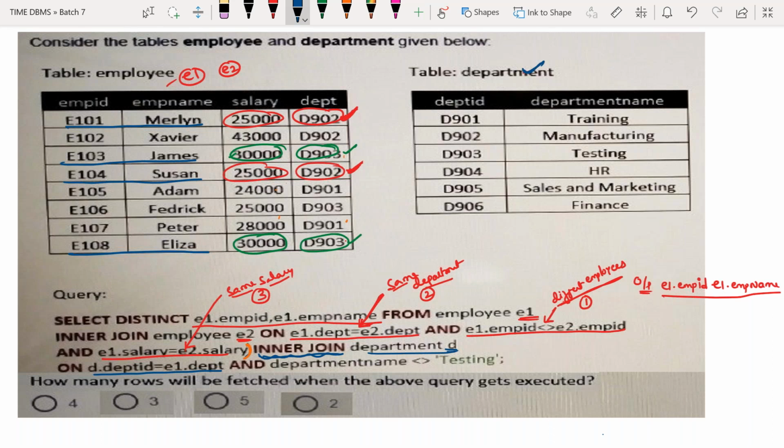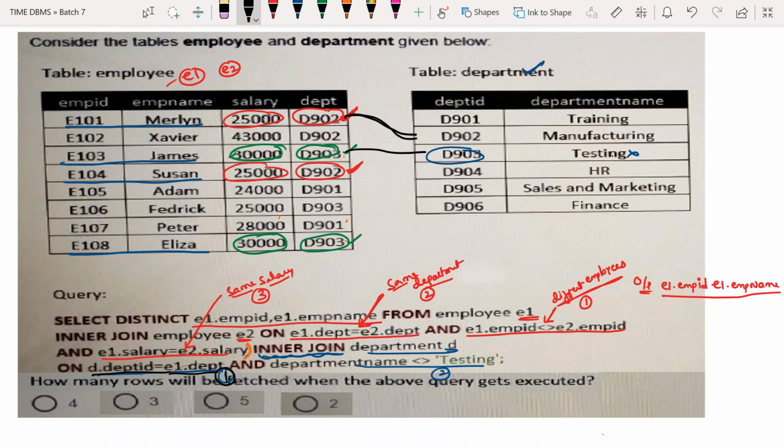Now, this is the first condition. And what is the second condition? Department name not equal to testing. Testing should not be checked. D903 should not be checked. Remaining we have to check. Look at what the matchings are. D902 is matching with D902. But that is the first condition: department ID should be the same. D.department_ID should equal E1.department_ID. 902 is matching with 902. Matches. And department name not equal to testing. This is not testing. Okay.